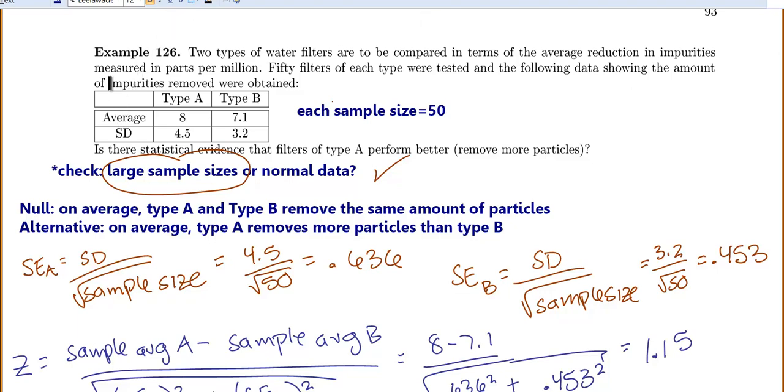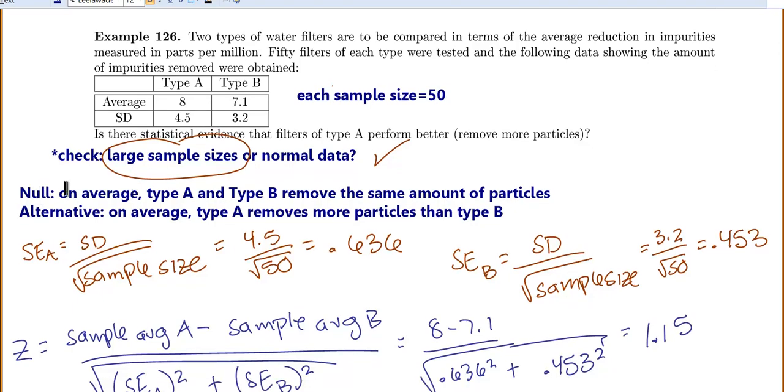Okay, one of the first things I noticed is they did give me the summary data in a nice little table, but they forgot to tell me the sample size. Each sample size was 50. And I did want to check, did I have either both large sample sizes or normal data, but both sample sizes were 50. That counts as big, so I can do this test.